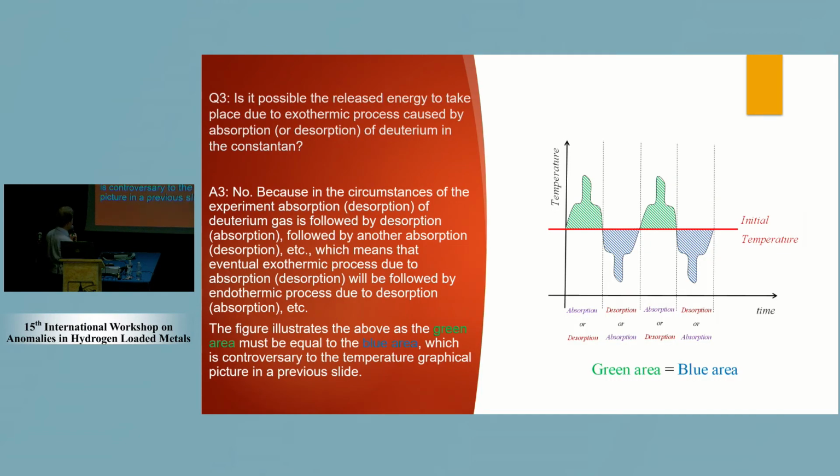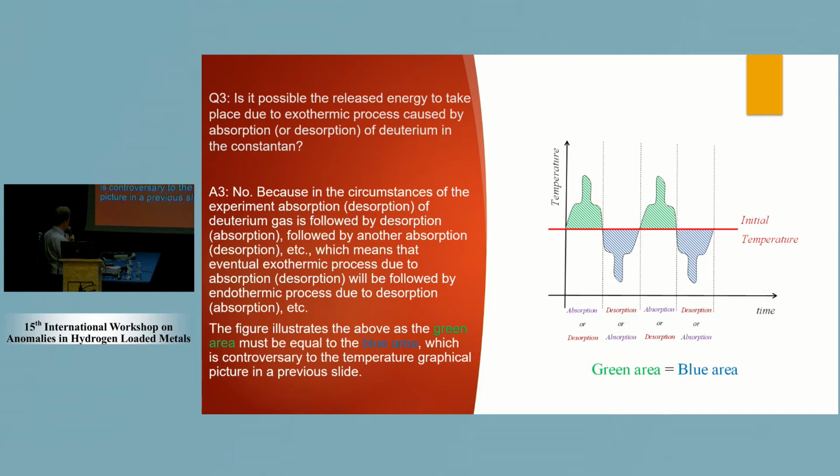To avoid some speculation regarding the breaking of the deuterium molecules, is it possible that the energy release takes place due to an exothermic process caused by absorption or desorption of deuterium in the constantan? Well, in the circumstances of these experiments, if we assume that during the absorption we have an increase in temperature, after that we have desorption. So it is supposed to take heat from the surrounding area. And if we consider the energy conservation law, the green area must be equal to the blue area.